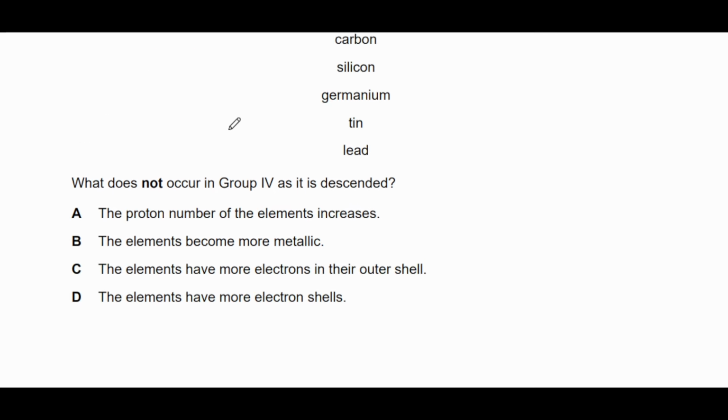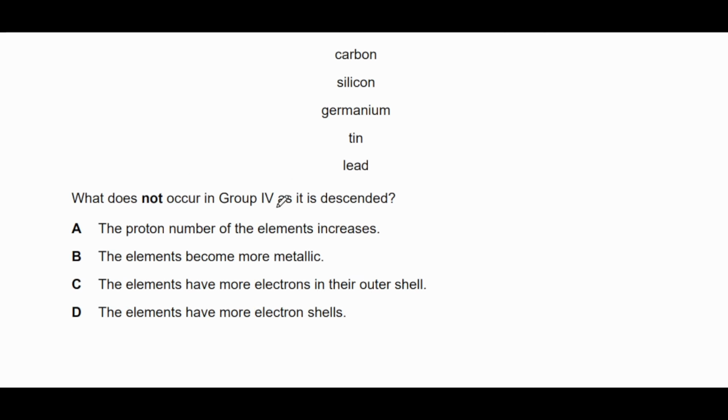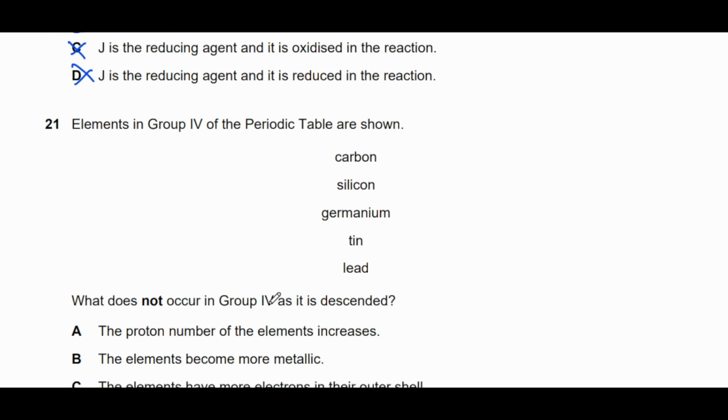Okay. Elements in group 4 of the periodic table are shown. What does not occur in group 4 as you descend? The proton number of the elements increases. That is true, but they want what does not occur. So A is not the answer.